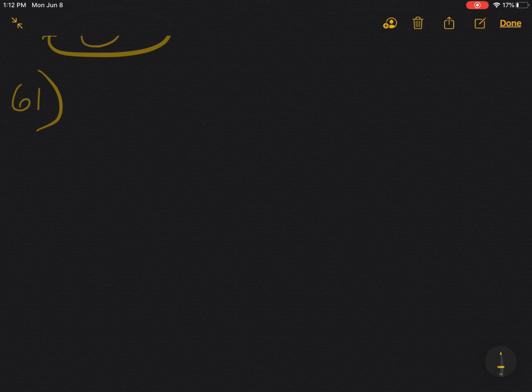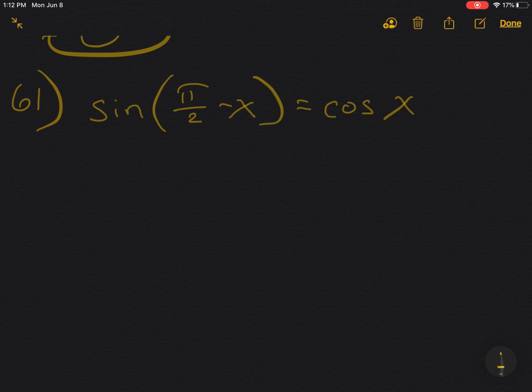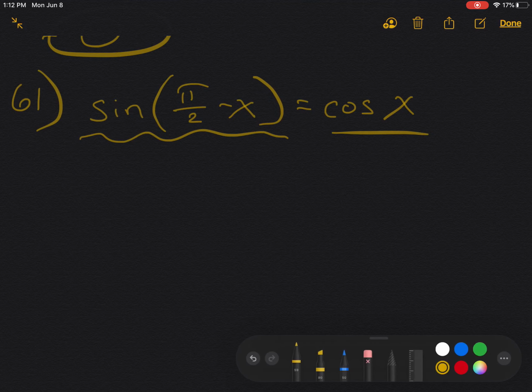So 61, it says to prove the identity. So it says sine of pi over 2 minus x equals cosine x. So remember, when you're proving identities, you always go to the more complicated side first. So that would definitely be right here. We can't really do much with cosine of x. Let me use a different color.